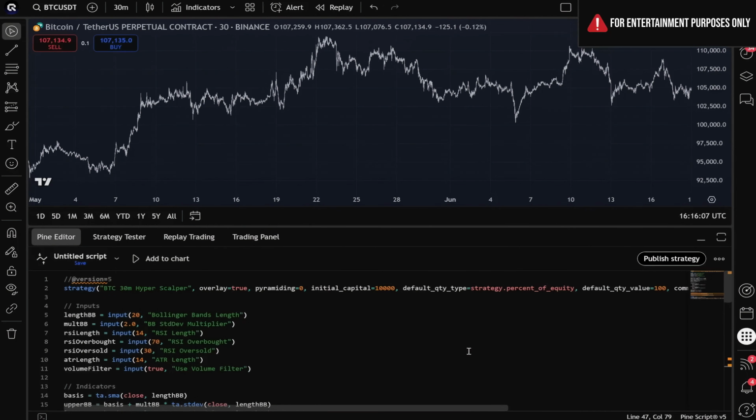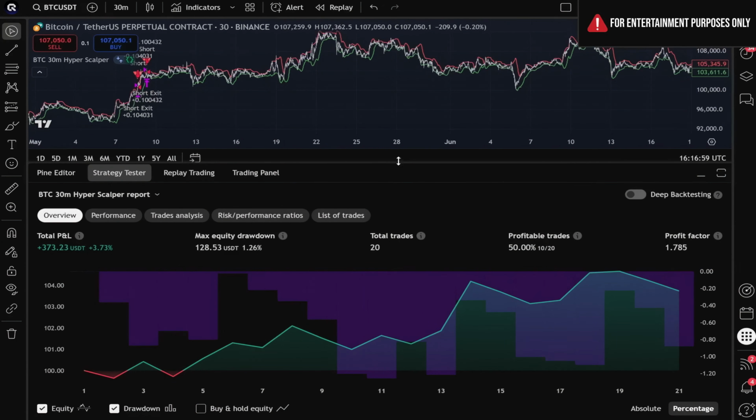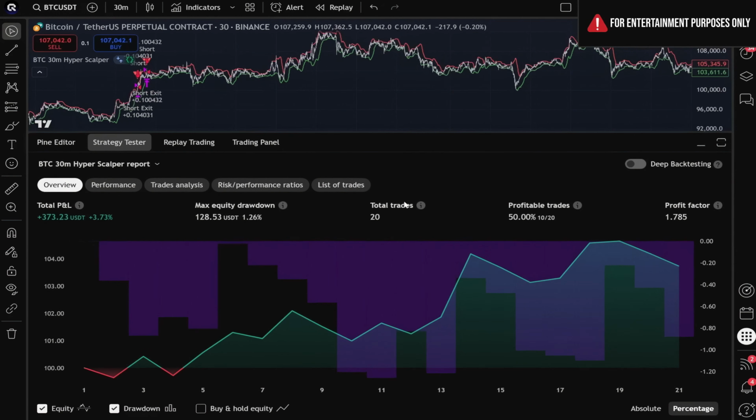Who knows? All right, traders, we are back on the TradingView chart and we've already pasted the BTC 30-minute hyper scalper into the Pine editor. And after adding the strategy to the chart, we can see that for this hypothetical backtest, the numbers are nowhere near what Deepseek said that they would be. In fact, over about a year to two of time, this strategy only turned 20 trades, only achieved a hypothetical net return of 3.7% with a drawdown of 1.26%, a 50% win rate, and a 1.785 profit factor.